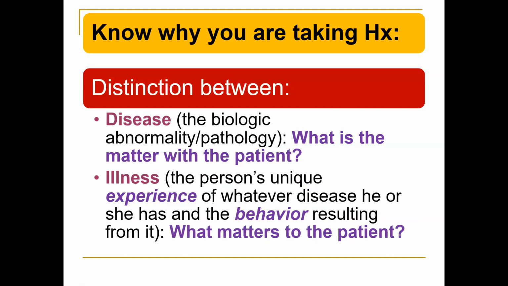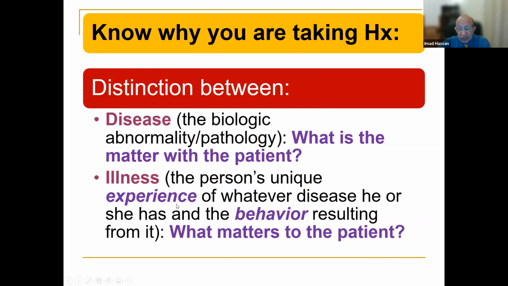Now, coming back to the distinction between the biological, the disease, and the illness. The illness is the person's unique experience of whatever disease he or she has and the behavior resulting from it. This is what is called what matters to the patient.